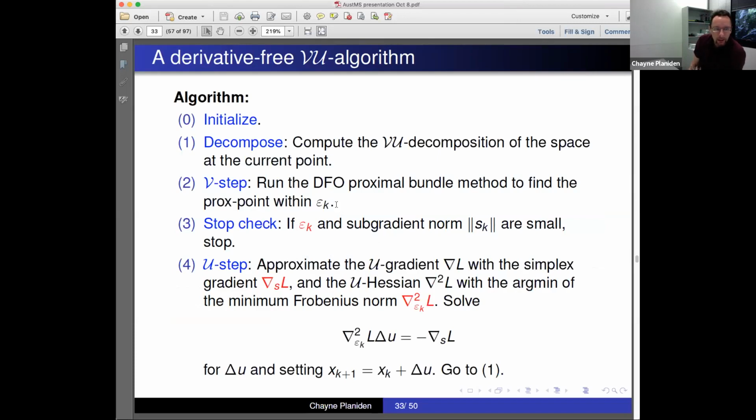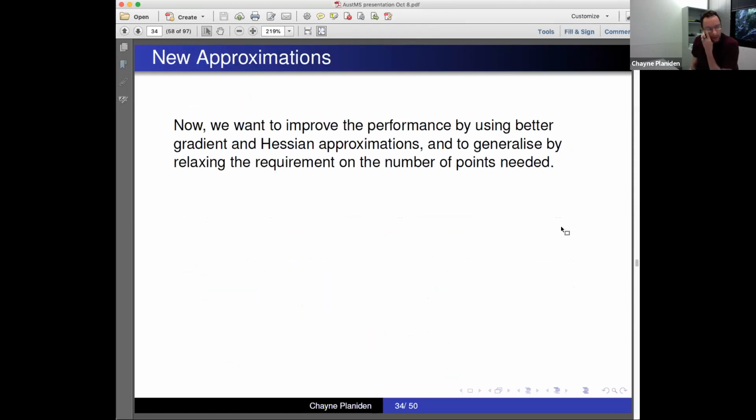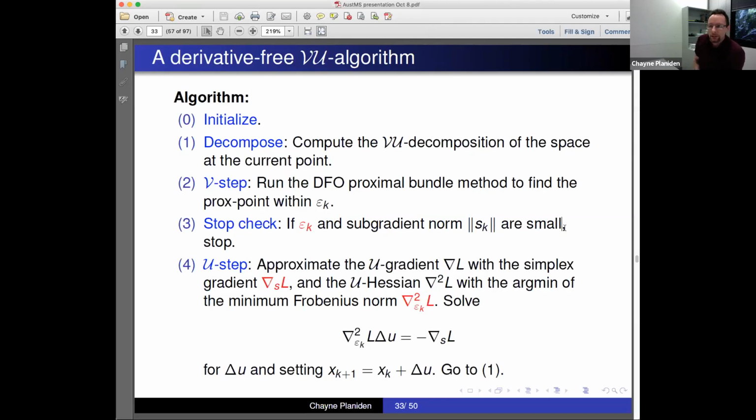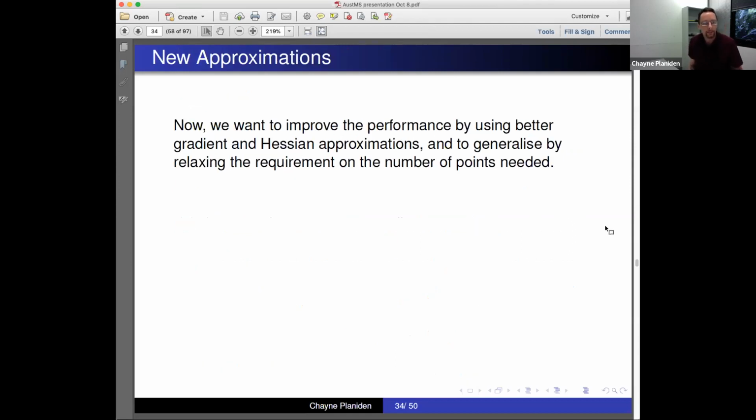So the derivative-free VU algorithm is much the same as the derivative-based one. Just the differences are in red. So you have the radius of the simplex as a factor in your stop check. And instead of using the actual gradient, you use the simplex gradient. And instead of using the U Hessian, you use the approximation, the Frobenius norm approximation. Everything else runs the same. And you can prove, which we did, that this also converges just as the VU algorithm does. We don't claim superlinear convergence, of course. So I can't imagine that will be true. We haven't gone that far yet, but we hope for linear convergence. We don't know that yet.